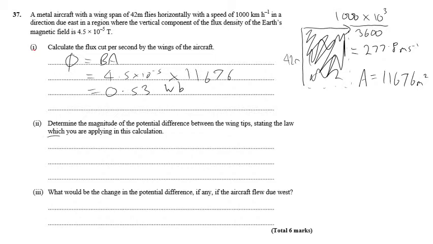Part 2 asks for the magnitude of the potential difference between the wingtips. We need to use Faraday's law for this, which states that the induced EMF is equal to the rate of change of flux linkage. In other words, the flux linkage cut per second. We've just calculated that as 0.53 Webers, so the EMF induced is 0.53 volts. In part 3, if the aircraft flew due west, it would be cutting across the magnetic field in the opposite direction. So the EMF would have the same value, but it would have the opposite sign.